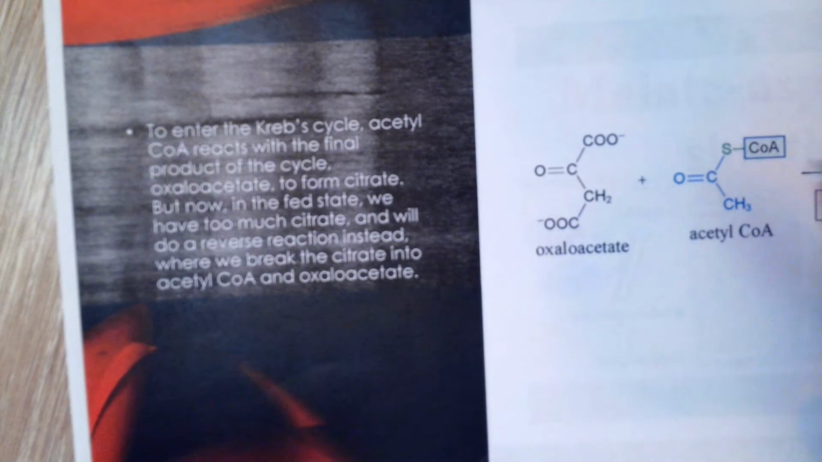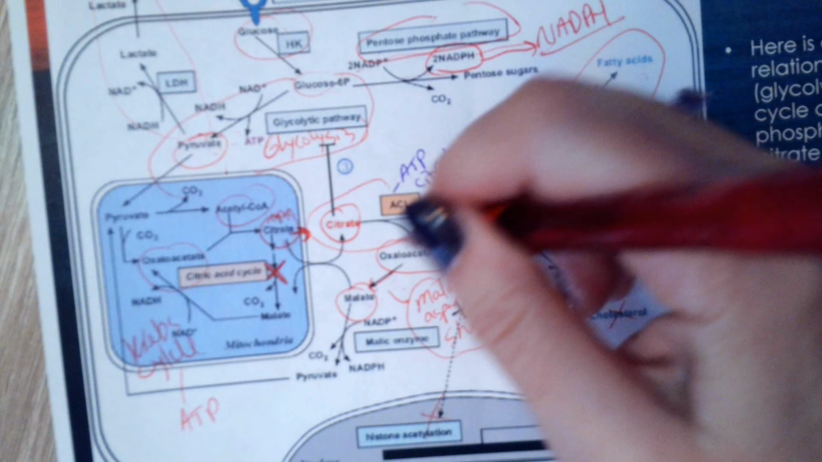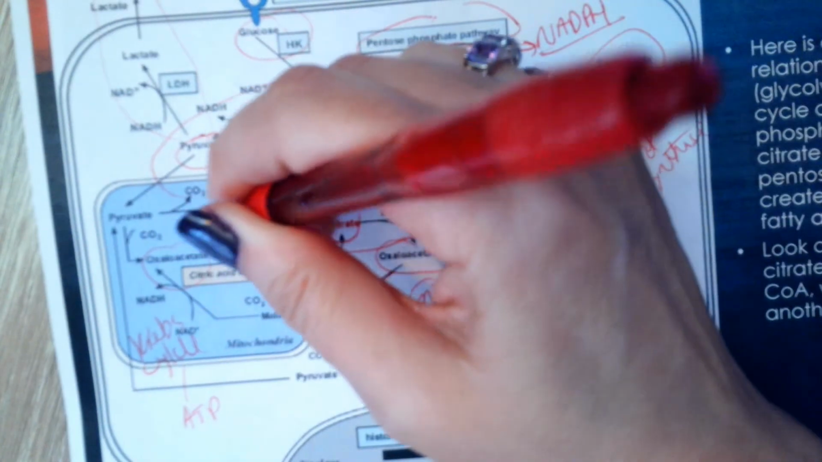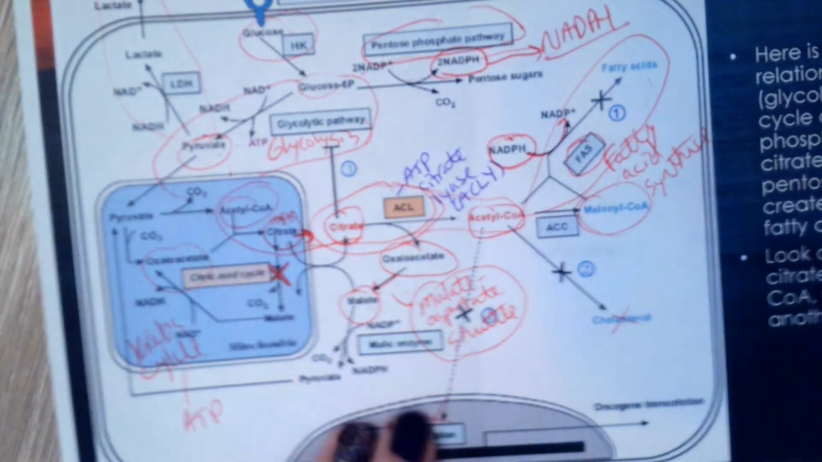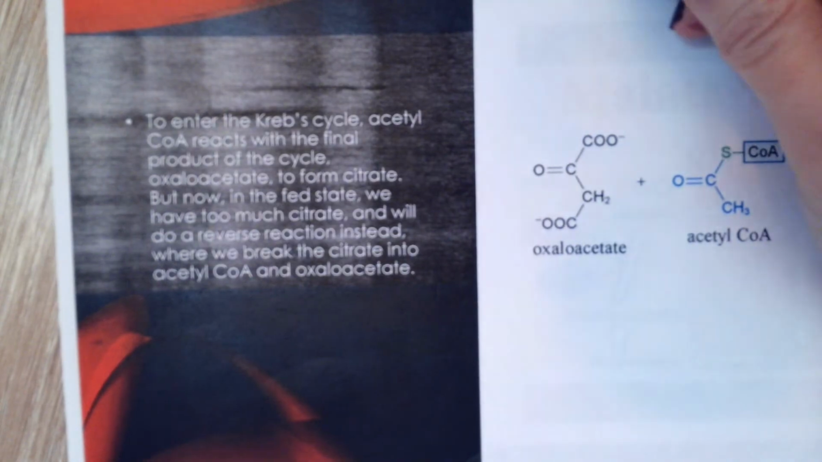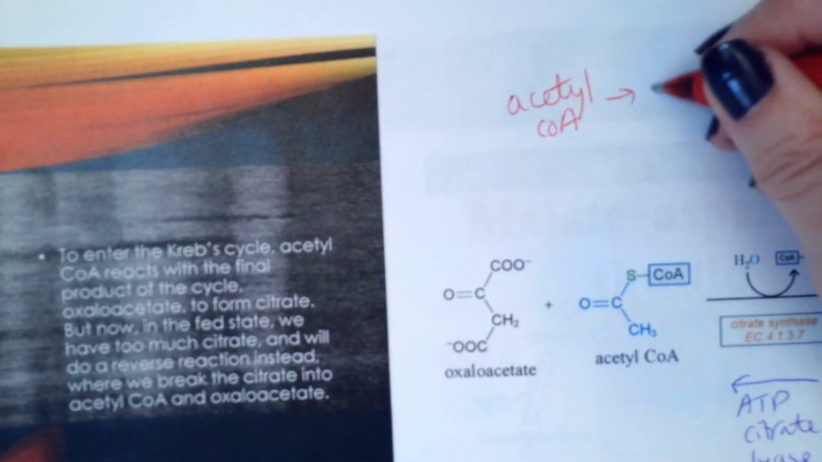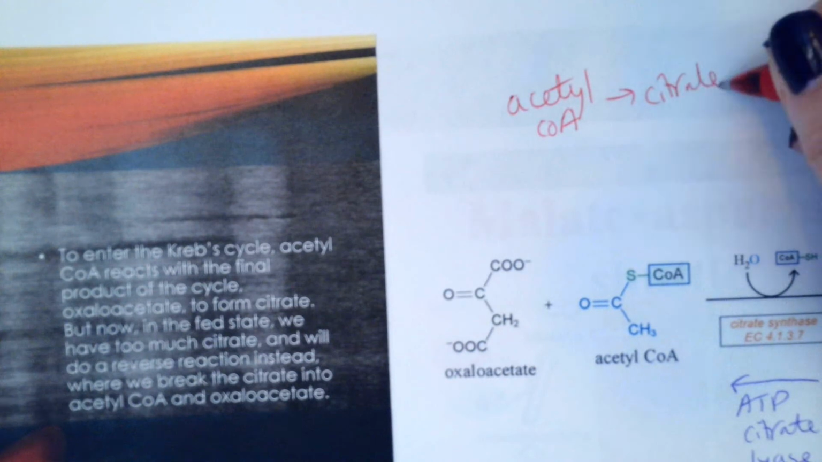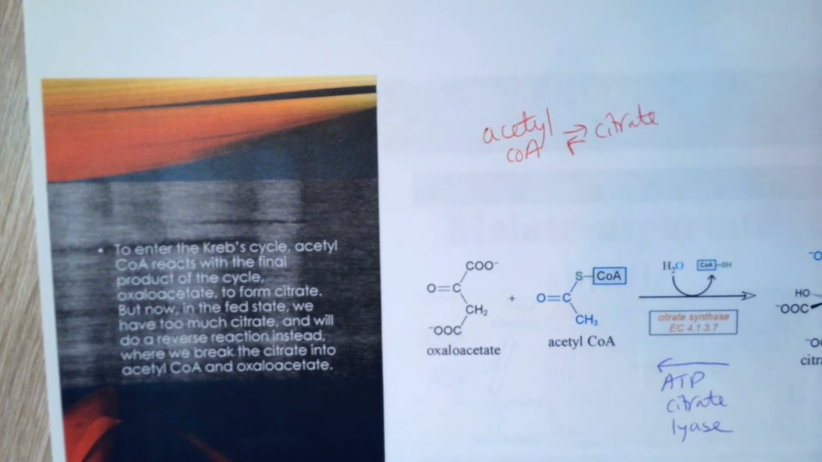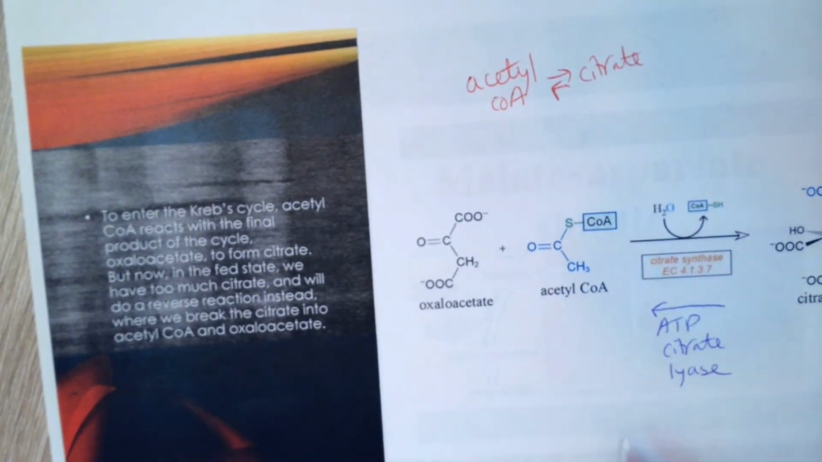Okay, now this slide is actually looking from acetyl-CoA to citrate, and then from citrate into acetyl-CoA. So we can take acetyl-CoA, react it with oxaloacetate to form citrate. But then when we're doing fatty acid synthesis, we want to do it backwards. Okay, so it's a reversible reaction.